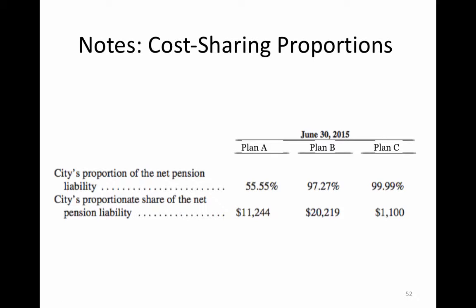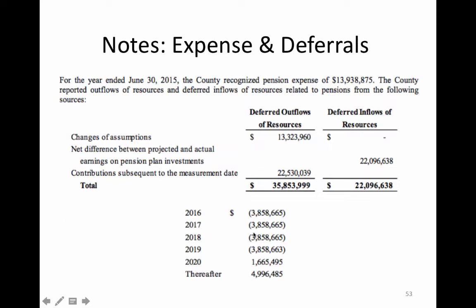What governments in cost-sharing plans present as an alternative to that is a note disclosure that tells you what their proportion is, their percentage, and what their proportionate share of the net pension liability is. All governments will present a disclosure that tells you what their pension expense was for the year. And then you may just see these deferred outflows and deferred inflow numbers, maybe in the aggregate, or even aggregated with other deferred outflows and other types of deferred inflows.